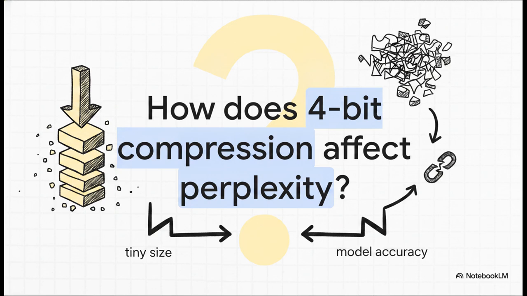I mean, we are talking about drastically reducing the disk size of the model by slashing the precision of its weights. But in the real world, a tiny model is totally useless if it starts generating absolute garbage, right? This trade-off between a tiny disk footprint and the model's accuracy is pretty much the primary tension in AI engineering right now.